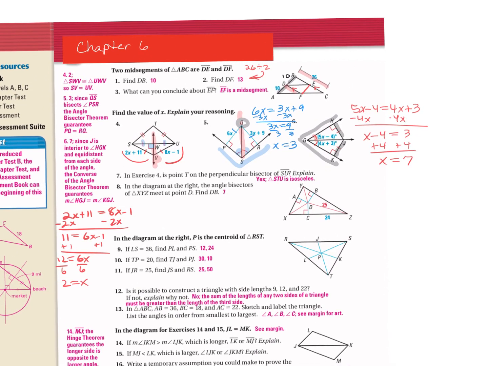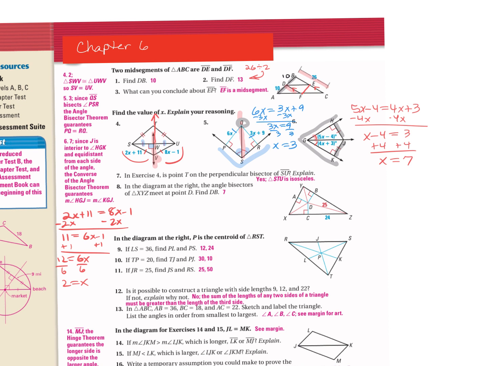Number 7, it says in exercise 4, is point T on the perpendicular bisector of SU? And the answer would be yes, because remember, this is a line and it's going to keep on going. You could also have realized that this is an isosceles triangle, and then you would have known that it was equidistant from the sides. For number 8, in the diagram at the right, the angle bisectors of triangle XYZ meet at point D, and it wants you to find the length of DB.